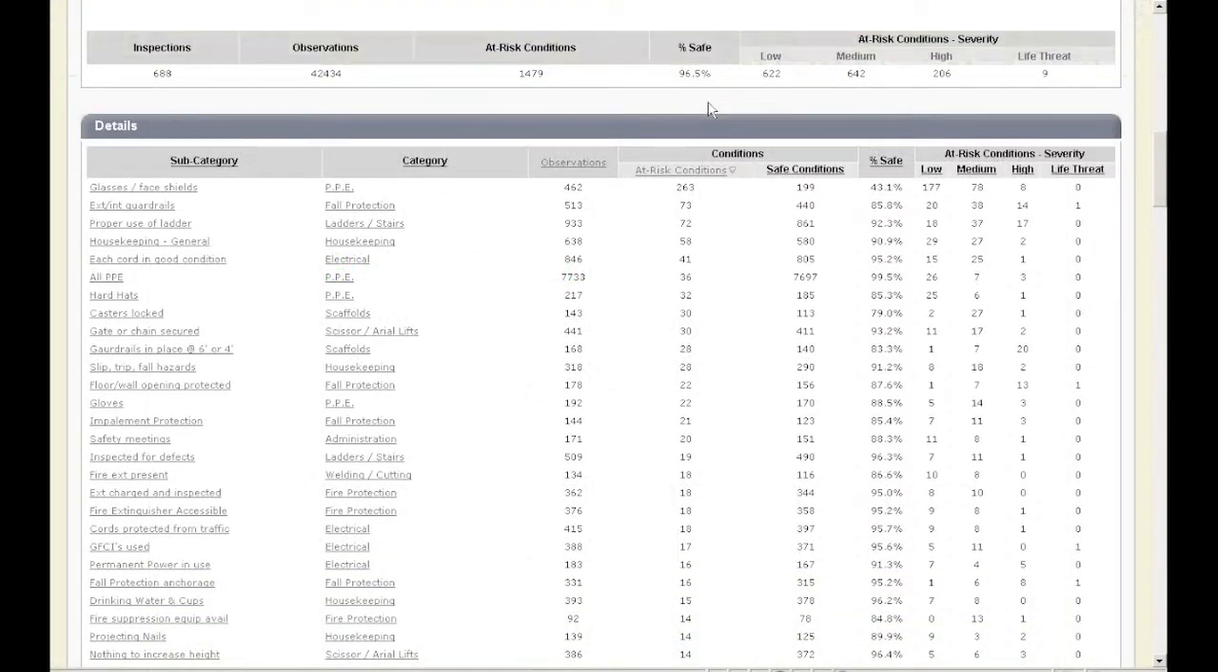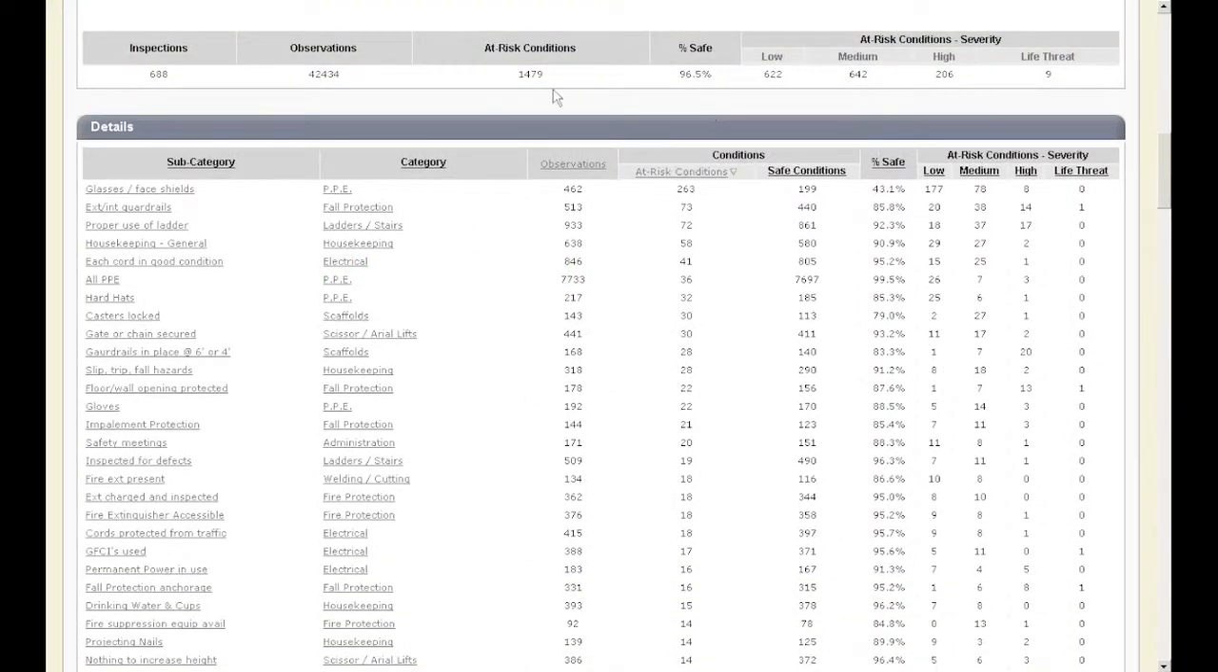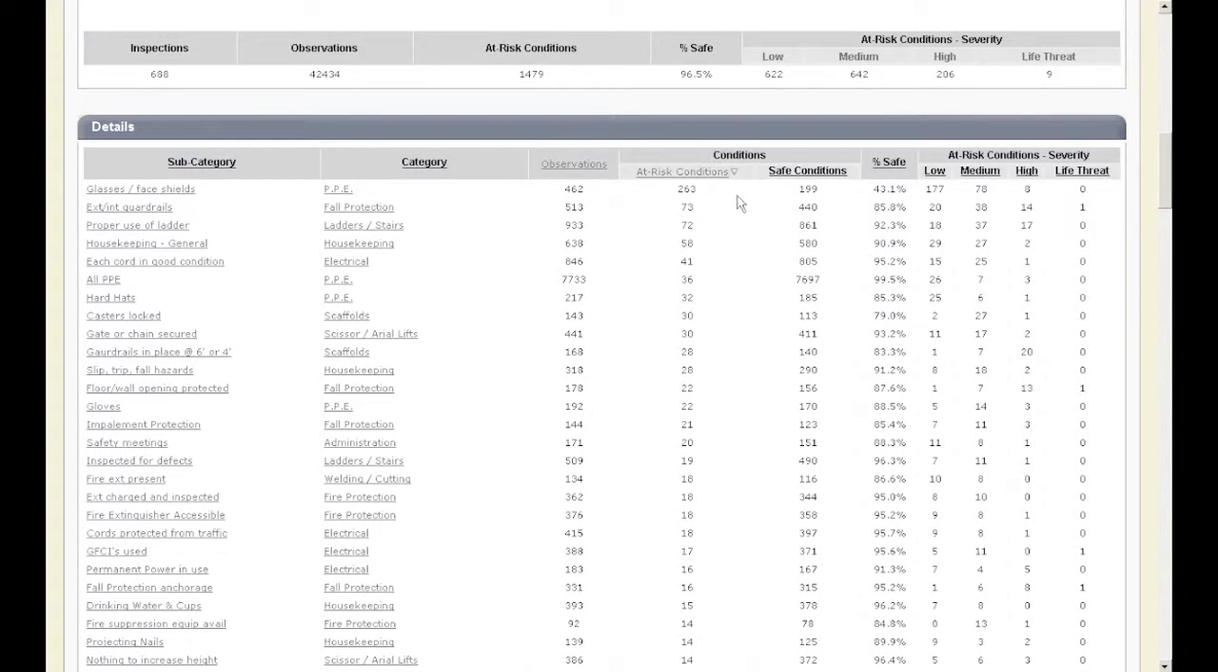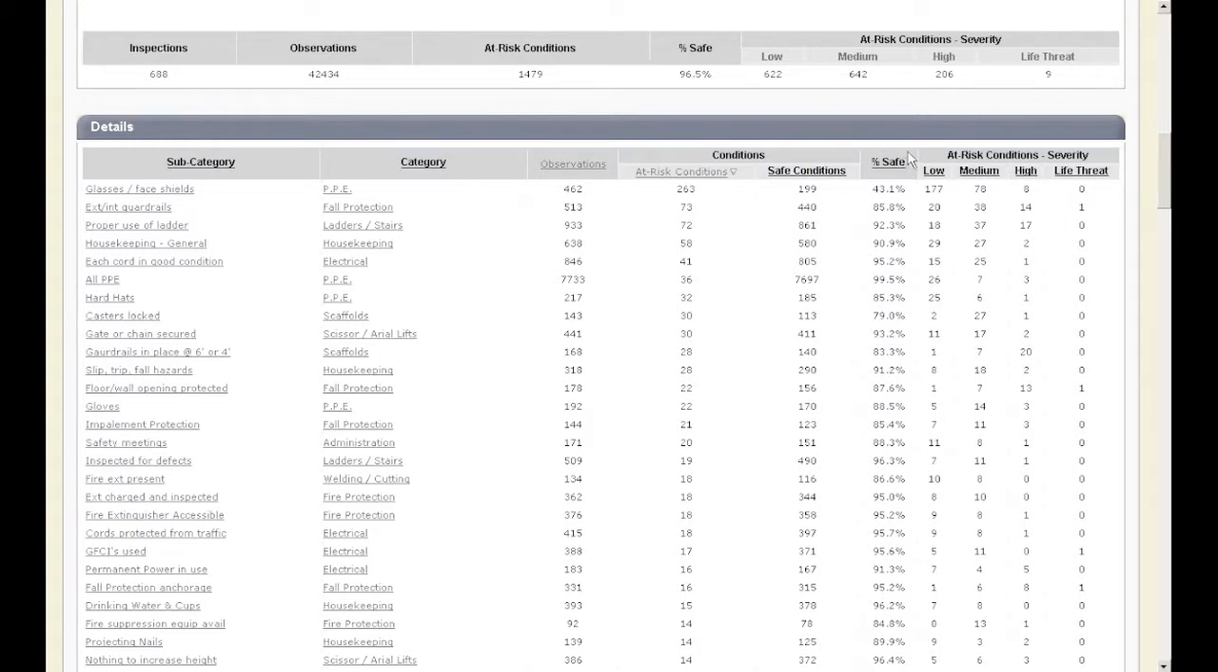Here we have a summary report in SafetyNet. The data is shown by subcategory and then sorted by the at-risk count. In this case, glasses, face shields number 1, guardrails number 2, so on and so forth. Now, I sorted by the at-risk conditions or unsafe count. You can also sort by other metrics such as percent safe or severity if you so choose, depending upon the nature of the hazard you want to investigate.